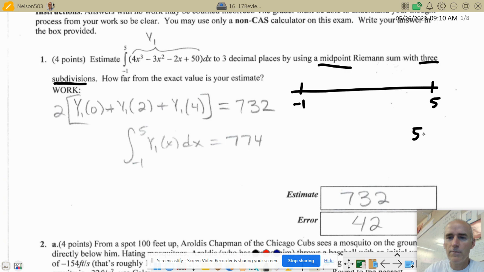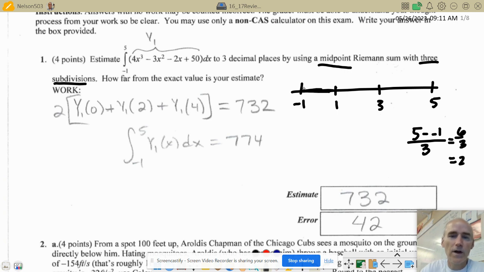So that means we're going a distance of 6, right? So 5 minus -1, and then you divide it by how many subintervals you have. So our delta x is 6 divided by 3. So we've got 2. So we want to go from -1 over to 1. I don't know if this is going to come out so great. And then we'd go from 1 to 3. These are supposed to be equally spaced. And so now the distance that we're going is 2.